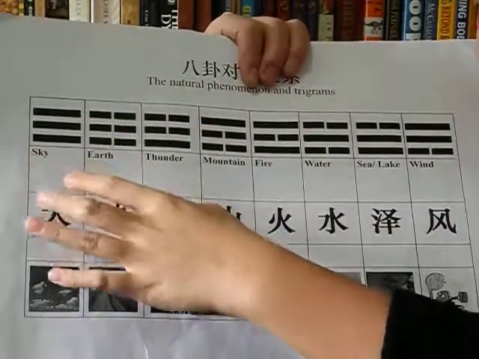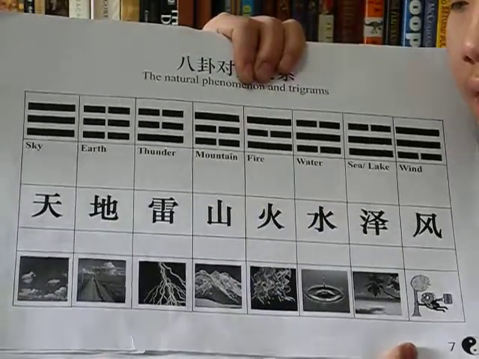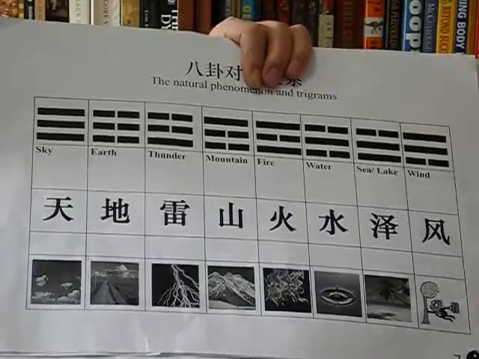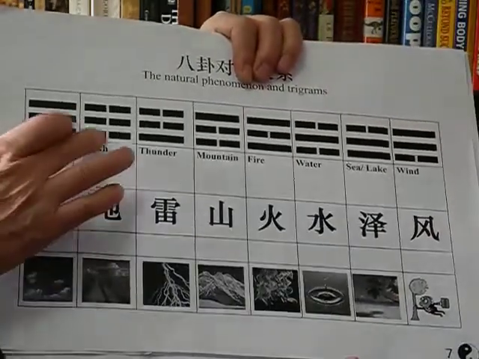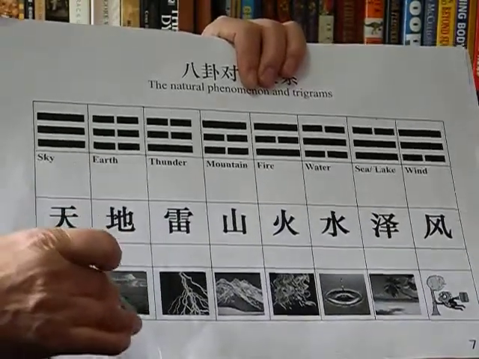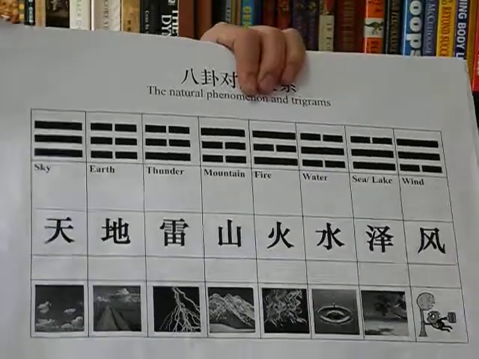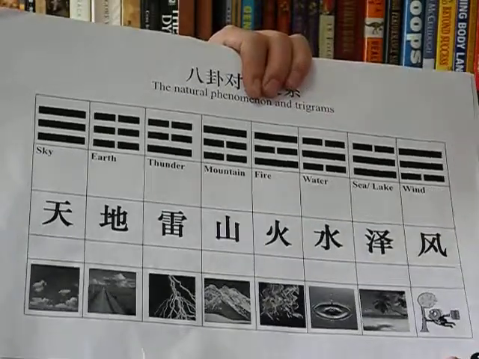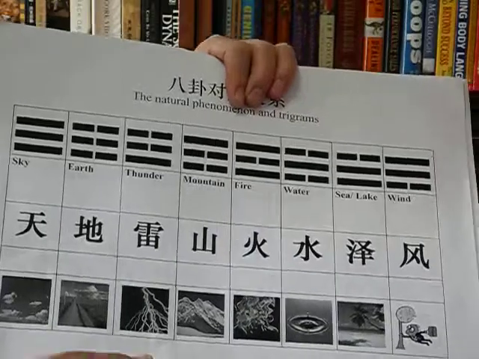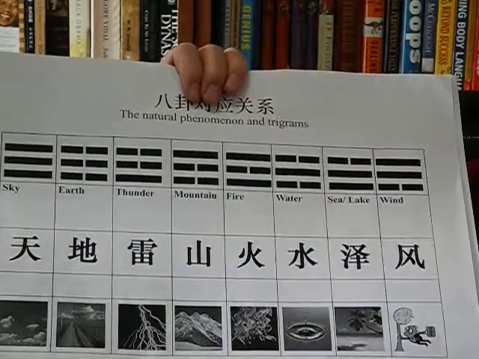As you can see, in the middle line we can see the Chinese characters. The top line, we can see the symbols. So through this, we have heaven or sky represented by three yang lines. And at the bottom, we have a picture of the sky. This is the Chinese character that represents Earth. You can see Earth is represented in the eight trigrams as three layers of yin. And on the bottom, we can see a picture of Earth.